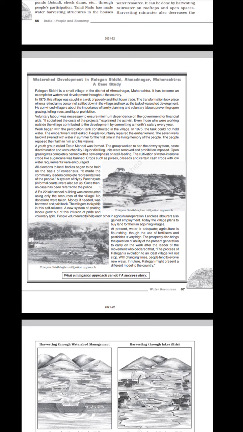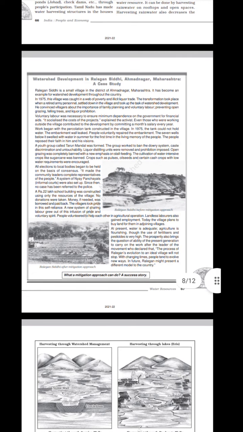All elections to local bodies began to be held on the basis of consensus. It made the community leaders complete representatives of the people. A system of panchayats, informal courts, was also set up. Since then, no case has been referred to the police. A 22 lakh school building was constructed using only the resources of the village. No donations were taken. Money, if needed, was borrowed and paid back. The villagers took pride in this self-reliance.